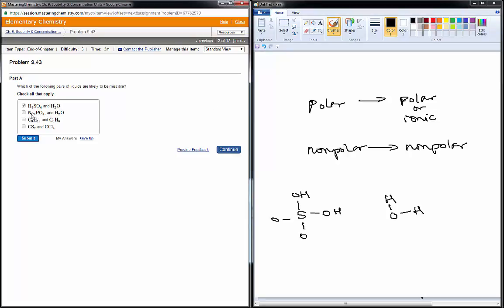Na3PO4, sodium is a metal and phosphate is a polyatomic ion. So this is an ionic compound. Water is highly polar. Polar and ionic things will go together happily. Here I have C8H18 and C6H6.